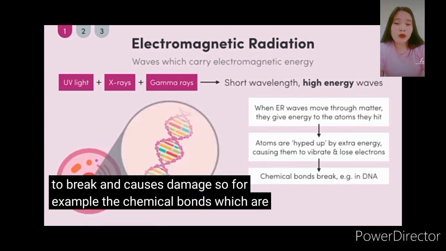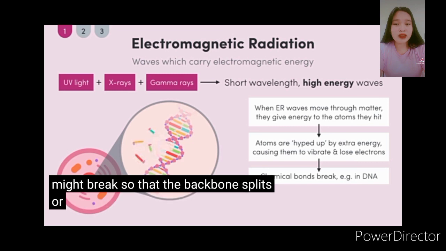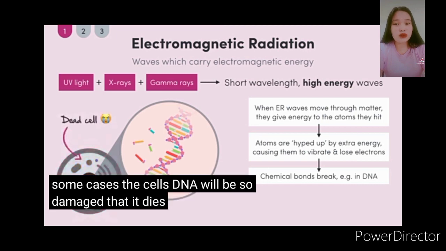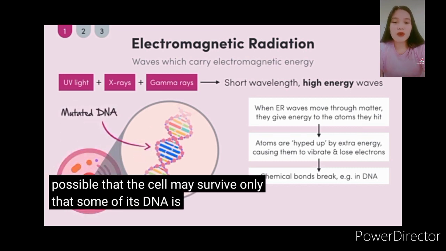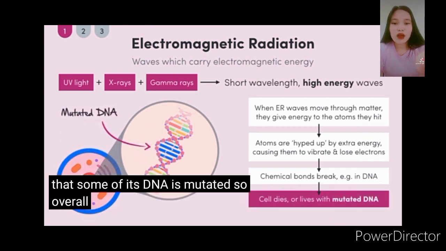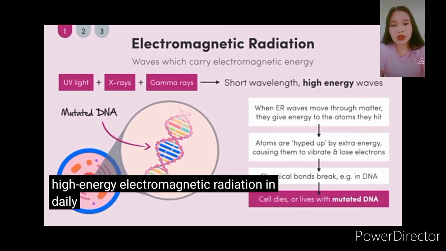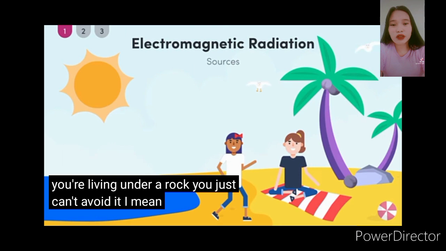So for example, the chemical bonds which hold the backbone together might break, or the bases might be replaced with the wrong ones. In some cases the cell's DNA will be so damaged that the cell dies, but it is also possible that the cell may survive, only with some of the DNA mutated. So overall, you really want to avoid high energy electromagnetic radiation in daily life, but the thing is, unless you're living under a rock, you can't avoid it.